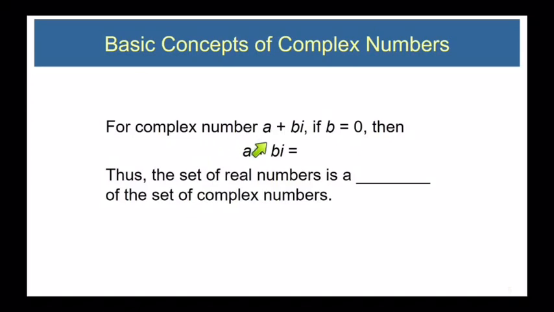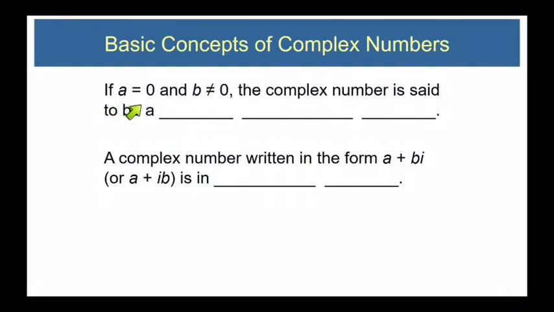Okay, for a complex number a + bi, if the b is 0, that means b times i is going to be 0. Therefore, a + bi would just be a. In other words, if the b is 0, basically what you have is just a real number. So the set of real numbers is a subset of the complex numbers. So every number that you've ever dealt with has been a complex number. It's just that you've only dealt with numbers whose imaginary part was 0, so you never had to think about it before. But every number can be considered a complex number.